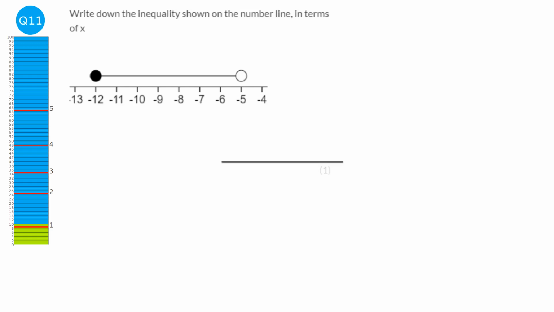We're going to start off by writing the numbers that the dots are at. So we've got minus 12 and we've got minus 5, and x is anywhere between those. Now, it's obviously going to be greater than minus 12, and it's going to be less than minus 5, but it can equal minus 12, and the reason for that is it's a filled in dot. But it can't equal minus 5 because that is a hollow dot.